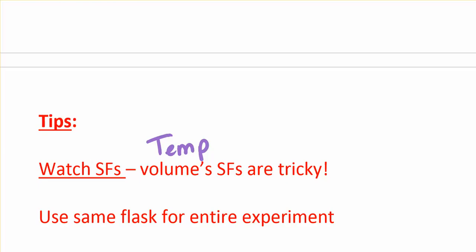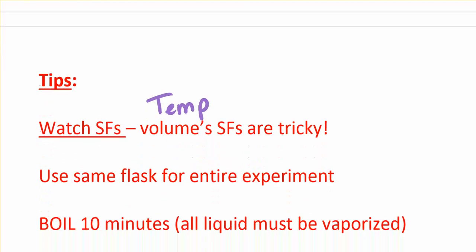You need to use the same flask for the entire experiment. Sometimes people try to set up the trial 2 while they're waiting around for trial 1, because you will be waiting around a little bit in this experiment. The thing is, if you use a different flask for trial 2, that different flask has a different mass and a different volume than your first one. And so you're going to do that whole thing with water twice. So it doesn't pay to set up the second one. Just stick with one flask and use it for the entire experiment.